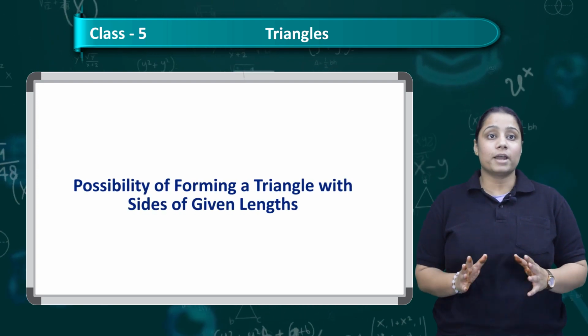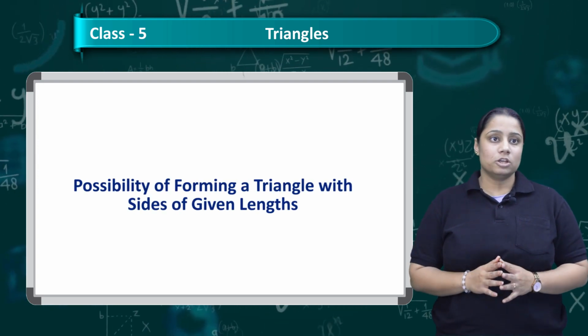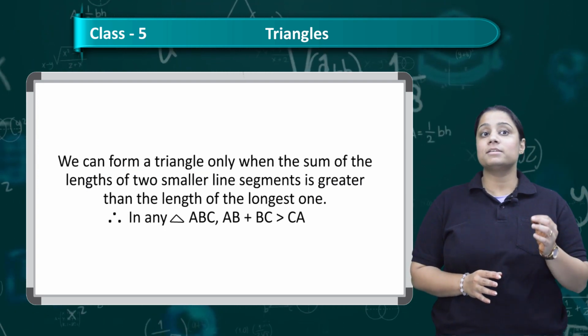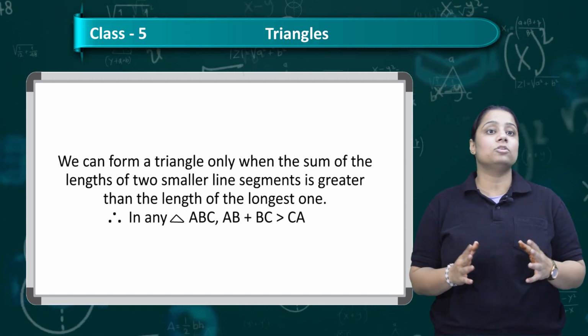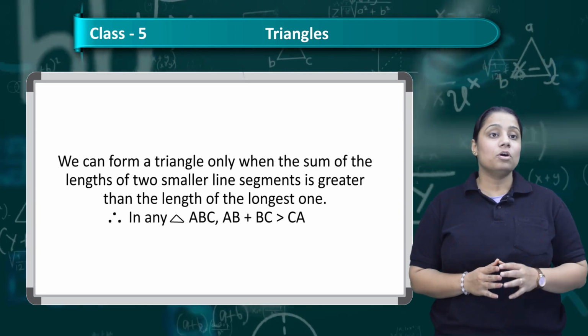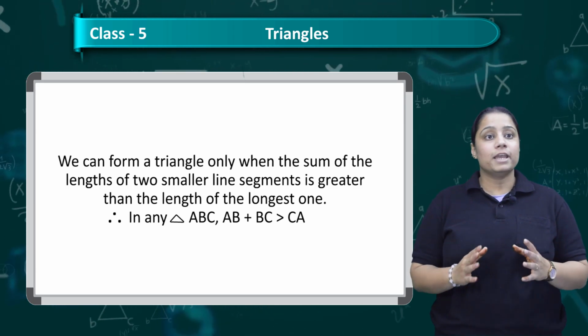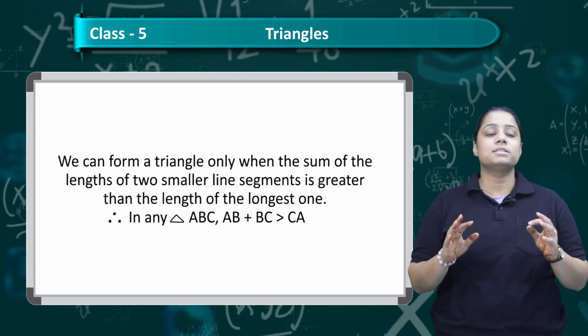Possibility of forming a triangle with sides of given lengths. We can form a triangle only when the sum of the lengths of the 2 smaller line segments is greater than the length of the longest one. Therefore, in any triangle ABC, AB plus BC is greater than CA.